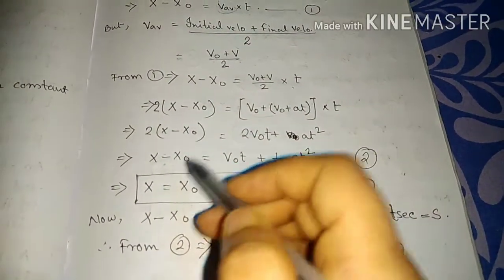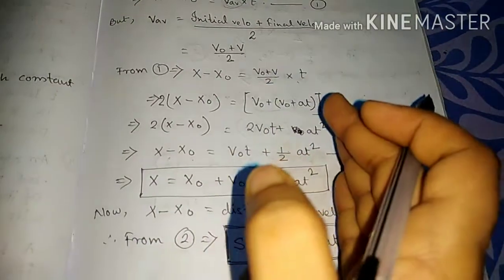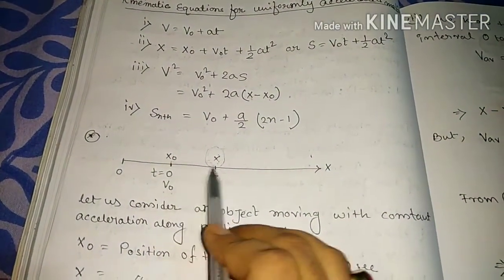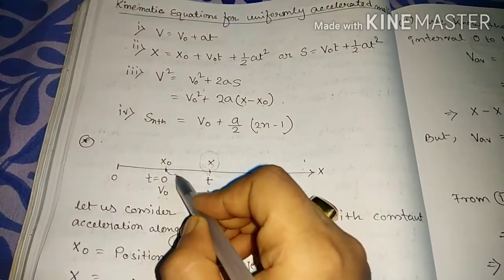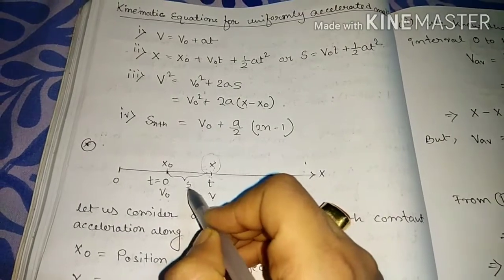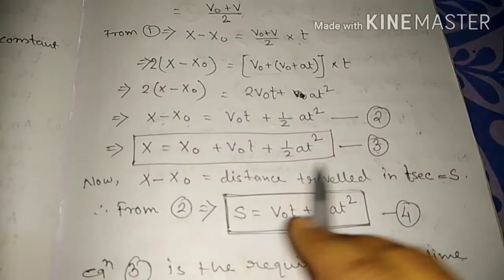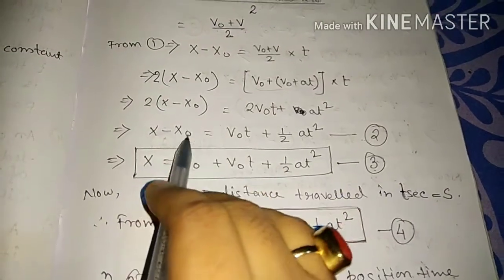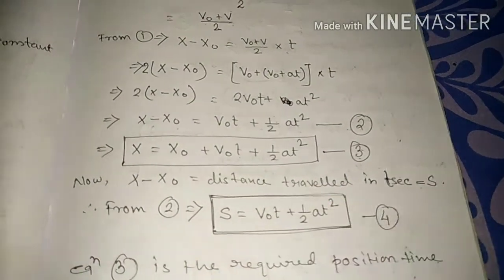Now from equation 2, this x minus x0, what does it represent? It represents the displacement of a body, or the distance a body moves in t seconds. How much it will displace from x0 to x. If we consider this one as s, we can write s equals x minus x0. So in place of x minus x0, we put s, the distance traveled in t seconds. So from the second equation we can write s equals v0 t plus half at square. It is nothing but ut plus half at square.